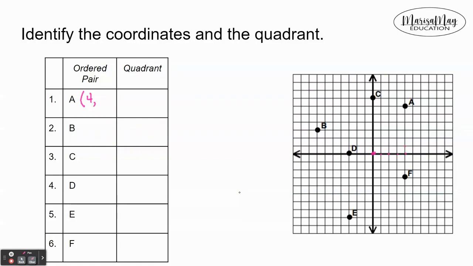Then we count up, 1, 2, 3, 4, 5, 6. And because we went up, that's a positive 6.